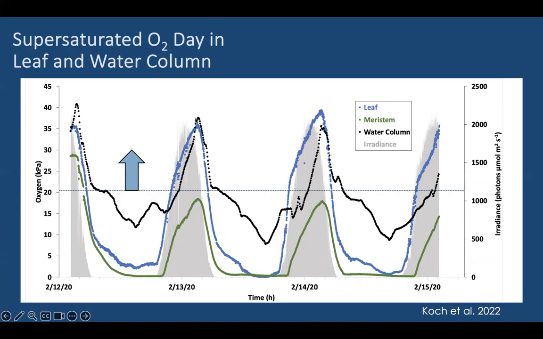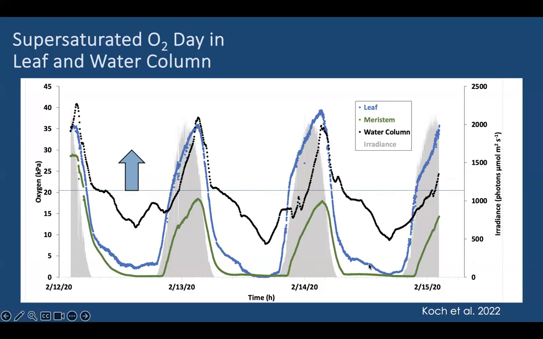You can see the water column follows the leaf oxygen with a lag. And then you also see that oxygen is getting into the meristem, but it also has a lag, and it is much lower than what you find in the leaf. It also does not reach supersaturation, whereas in this case the water column actually did. So these are some really interesting dynamics.